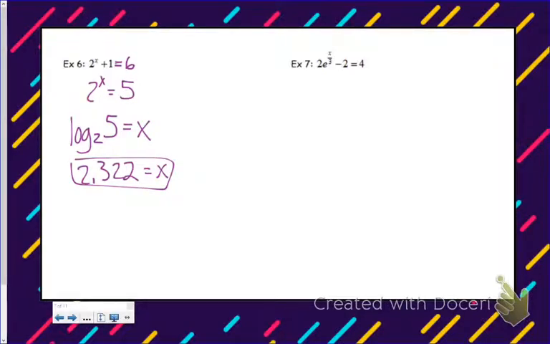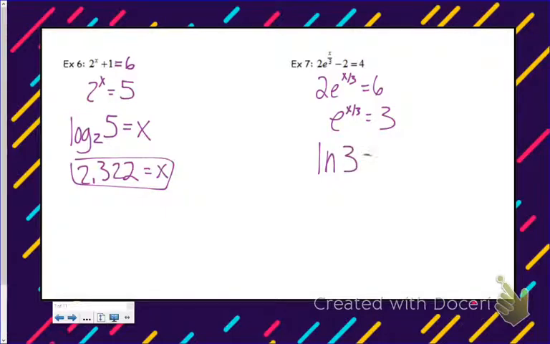All right, so now let's look at example 7, same idea. Get the log, or get the exponent by itself. So I'm going to add 2, then I can divide by 2, and now my base is by itself. Once my base is by itself, I can rewrite this as a log. Since it's e, I'm going to use natural log. The base is e, so I don't have to write that.